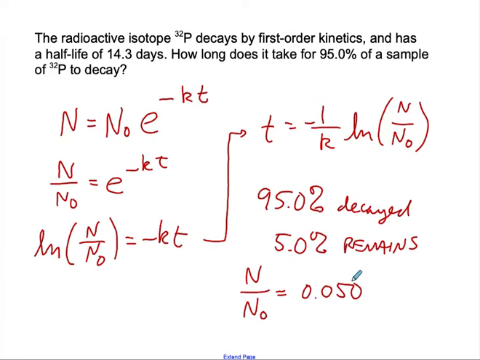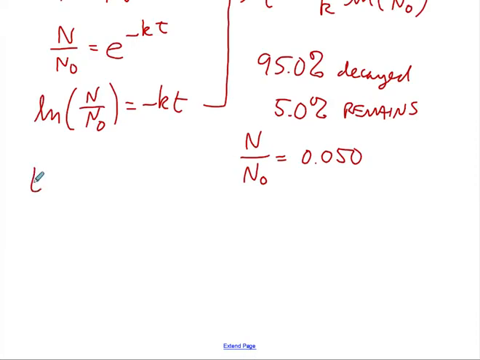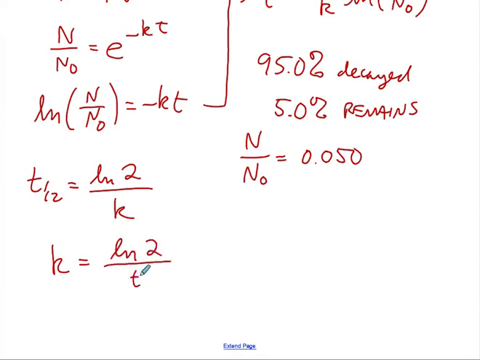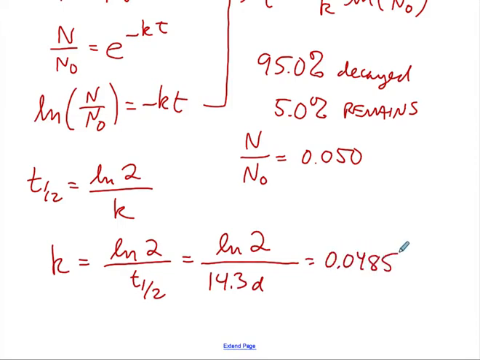Okay? So now, the only thing that I don't have is the rate constant k, but I'm given the half-life, and we know that for any first-order process, the half-life is the natural logarithm of 2 over k. So if you're given the half-life, you can simply calculate the rate constant as the natural log of 2 over t1/2. So natural log of 2, or 0.693, divided by 14.3 days is equal to 0.0485. And the unit is 1 over days.